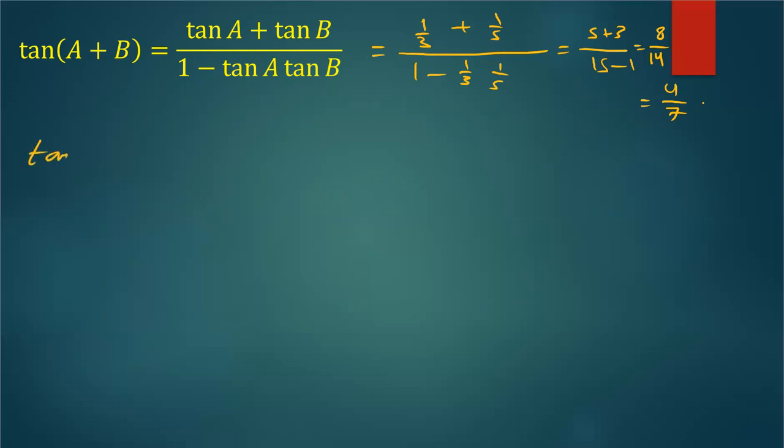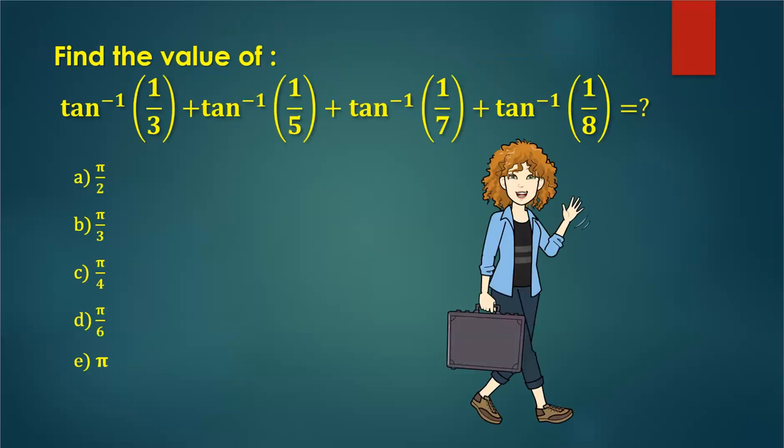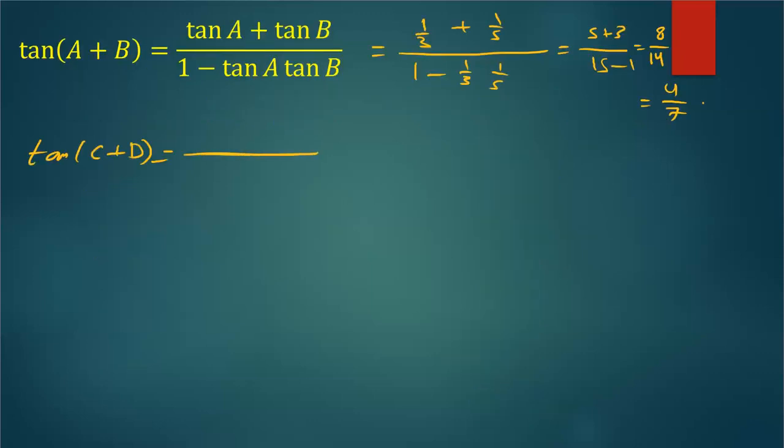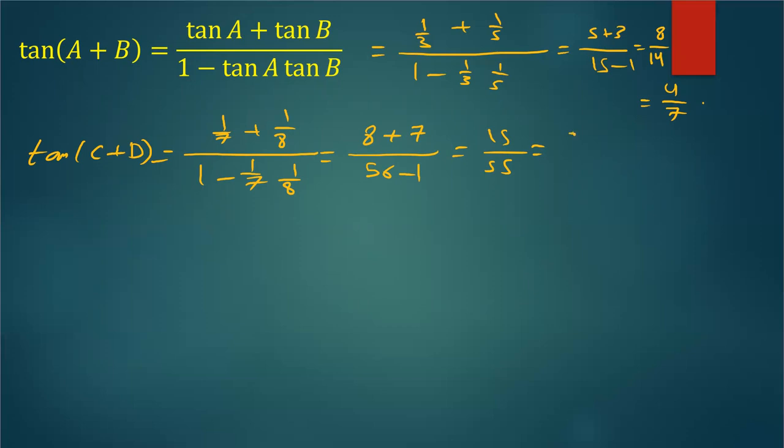Now C plus D, the other two angles. What I know here is that tan C is 1 over 7 and tan D is 1 over 8. Same procedure again, but this time with 1 seventh and 1 eighth. So 1 over 7 plus 1 over 8, divided by 1 minus 1 over 7 times 1 over 8. To simplify that, I multiply each term up and down by 56, the common multiple of 7 and 8. So 8 plus 7 is 15 and 56 minus 1 is 55. That ends up as 15 over 55, and again we can simplify that, dividing by 5, to 3 over 11.